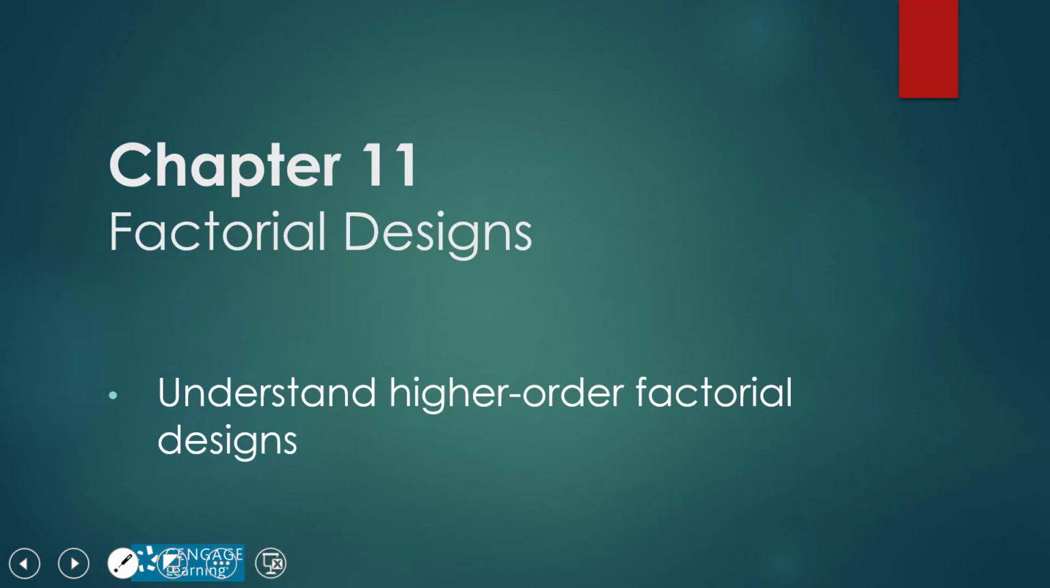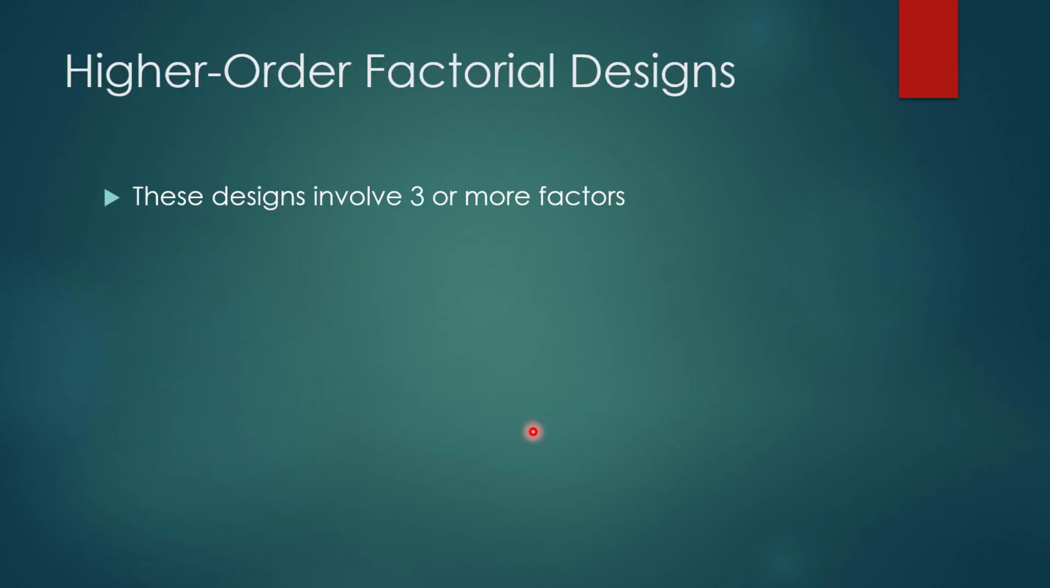This video will discuss Chapter 11, Factorial Designs, in particular, higher order factorial designs. Higher order factorial designs involve 3 or more factors. The other videos and earlier in the chapter discussed only 2-factor designs, for simplicity, to help us understand the differences between main effects and interactions.